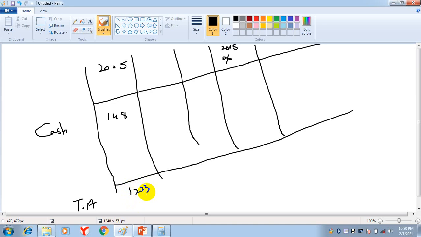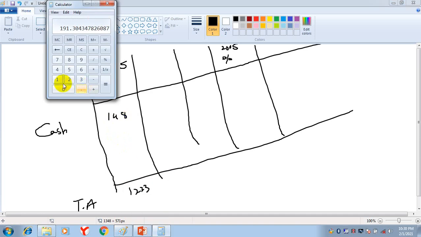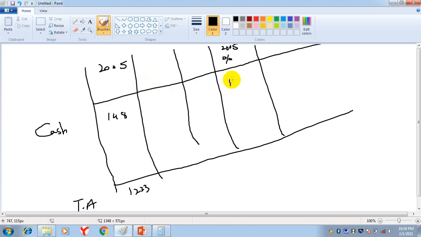Now what will we do? Take 148, divide it by the total amount 1223 and multiply it by 100. So we will get 12.10, and in percentage you will write 12.10%. So this is the first item.